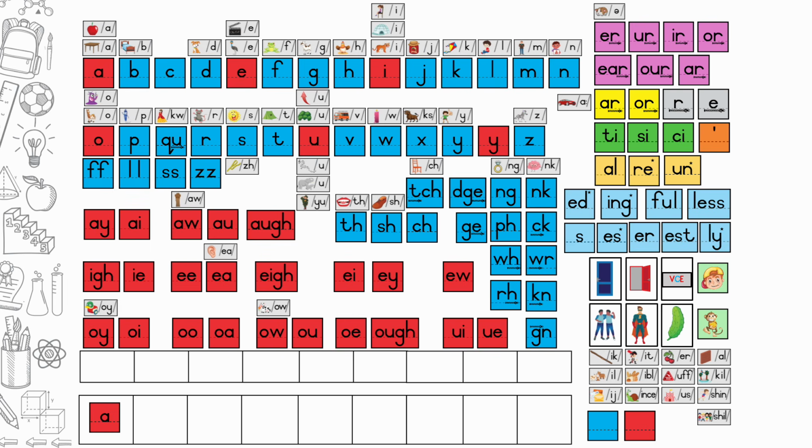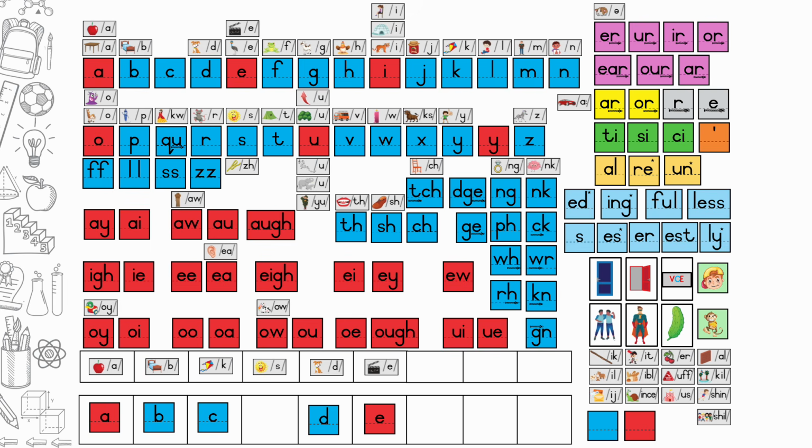Let's recap. The A says A in a closed syllable. The B says B. The C says K, but if it's followed by E, I, or Y, it says S. The D says D. The E says E in a closed syllable.